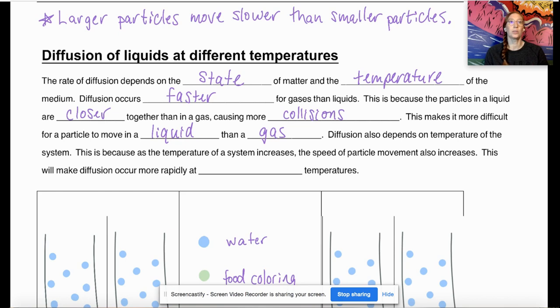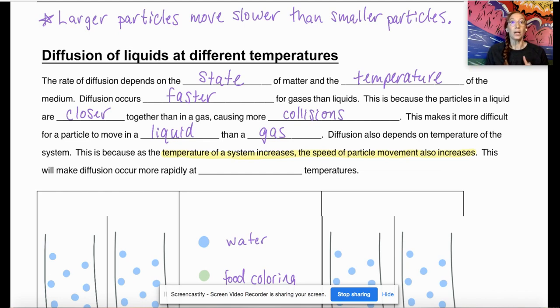And diffusion also depends on the temperature of the entire system. Okay, this is pretty important. This is because when the temperature of a system increases, that's going to increase the speed of the particles moving in it. So when we talk about the medium, we're talking about whatever you are trying to mix your substance through. So in the hot and cold liquid, the temperature of the water and the state of the water mattered because that was our medium. In the smelly particles demo or simulation, our medium was the air, and so we're looking at the temperature and the state of the air, which is going to be gaseous.